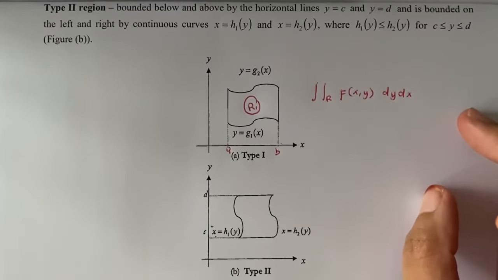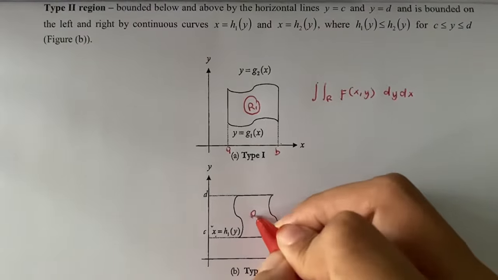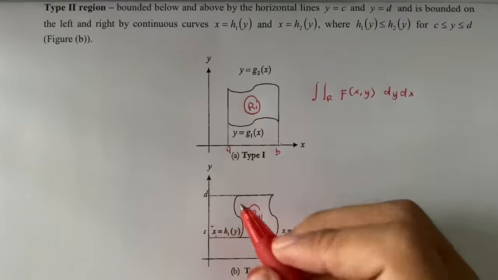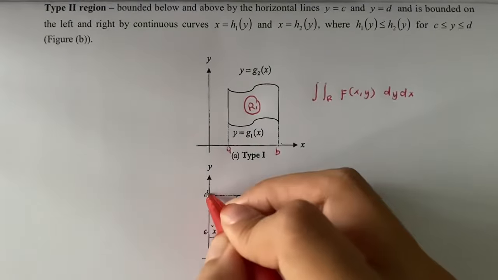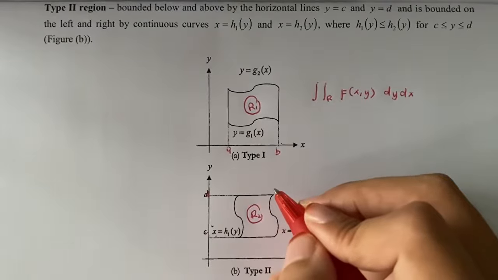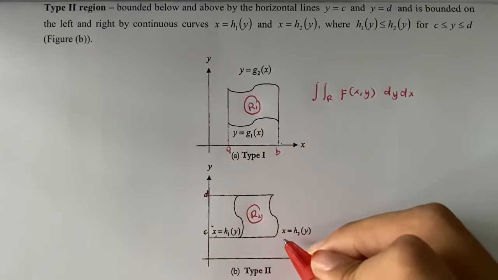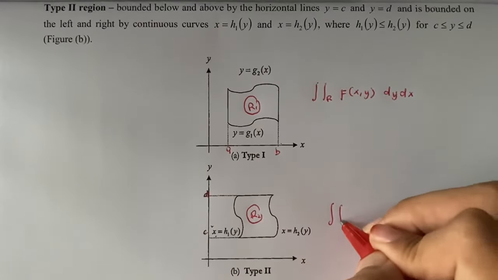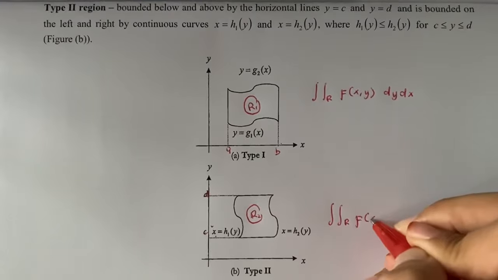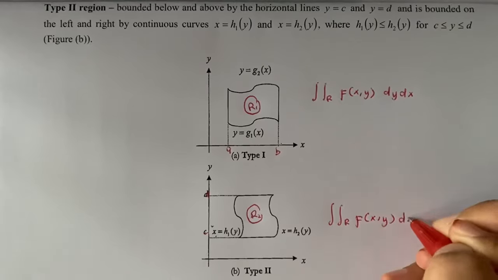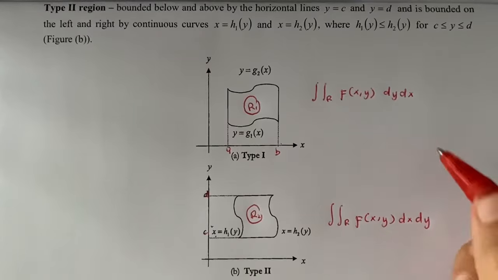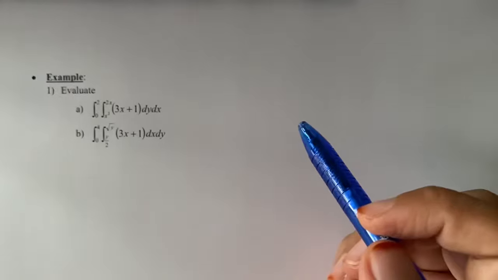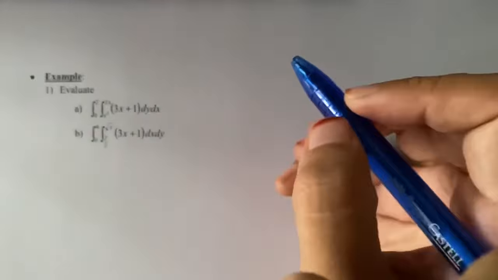And for a Type 2 region, we have a region bounded by y equals c and y equals d, and on the sides by x equals h1 and x equals h2. For this one, if you solve the double integral, you have to solve for dx first, followed by dy. This is the difference between the first type of region and the second type of region. Now to the examples, where we need to solve for A and B.